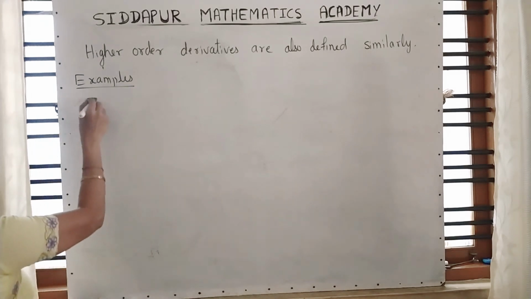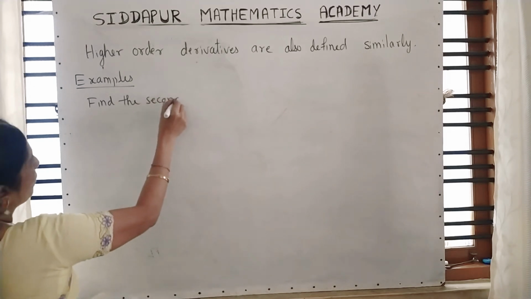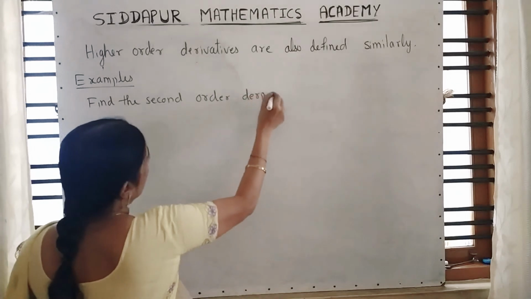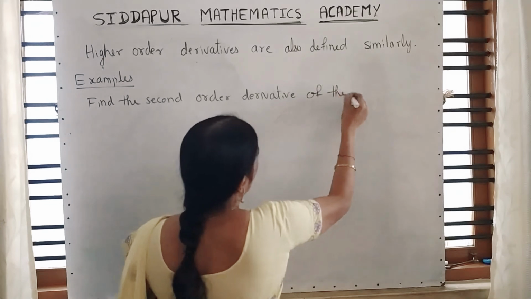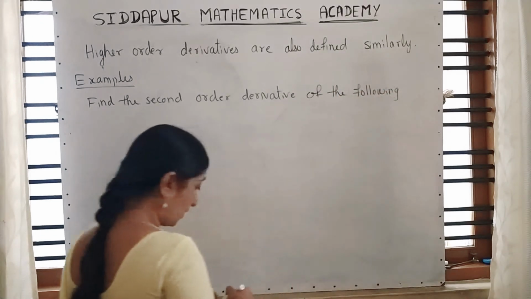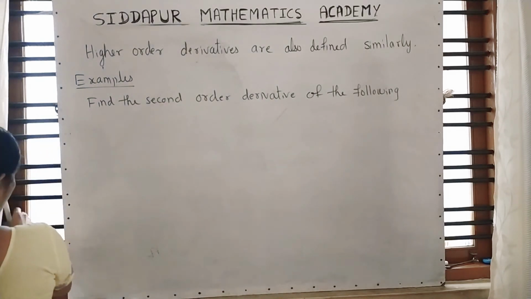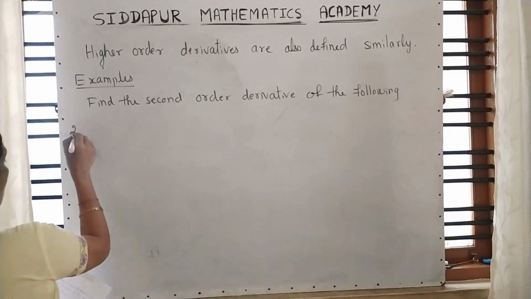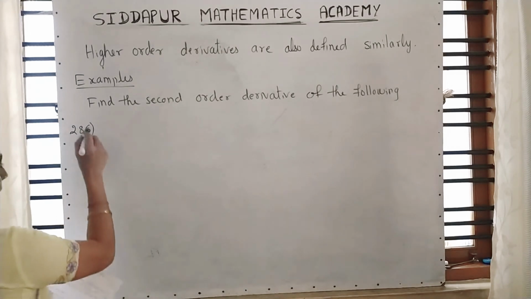Find the second order derivative of the following. See, for your syllabus, we have only up to second derivative. In the higher class, we have a third order, fourth order, up to nth order derivative. In the last video, I completed 1 to 85. Now I will start with 86.